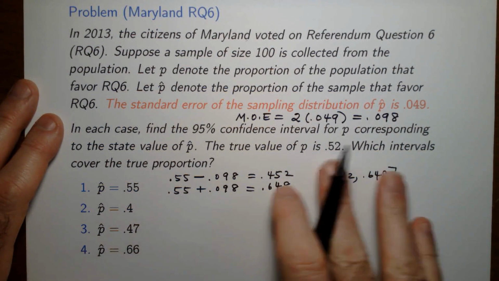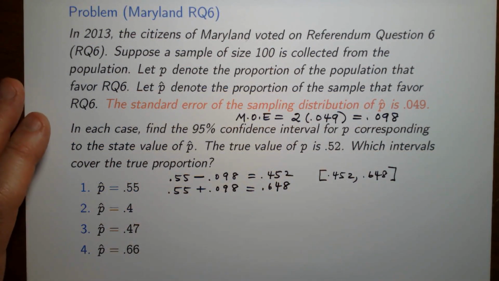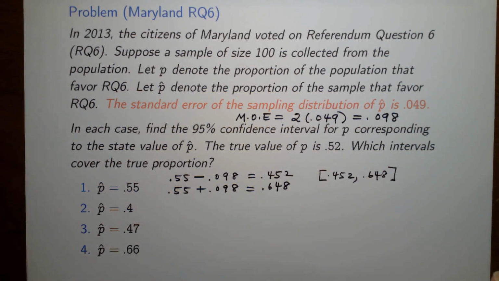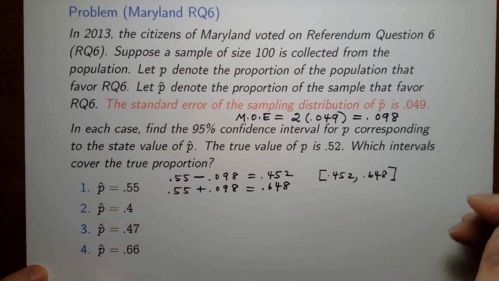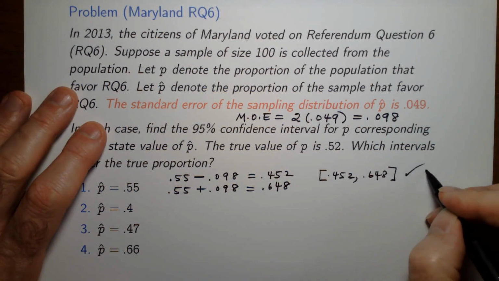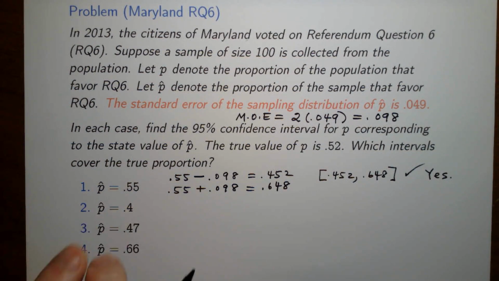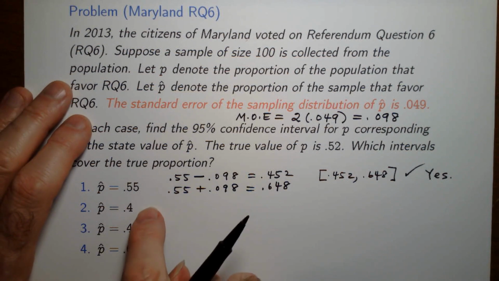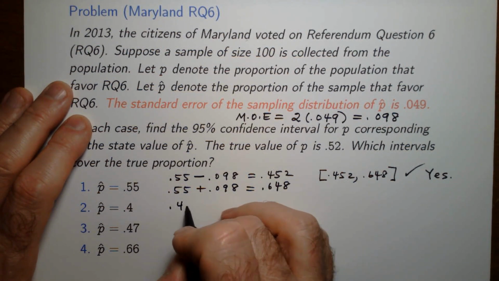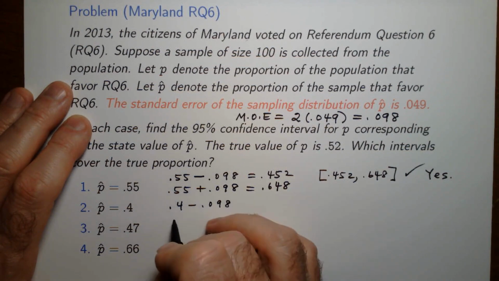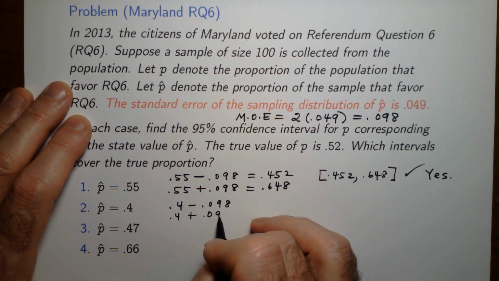Now, one of the questions we're always interested in is we know the true parameter in this case is 0.52, and so the question is, did we cover that parameter with this interval? And in this case, we would say yes, this covered. We got coverage. Okay? Now let's redo this calculation with 0.4 in place of the 0.55. So all we have to do is change up our calculation a little bit, and we can get our new confidence interval. So now we're just going to use 0.4 minus 0.098 and 0.4 plus 0.098.